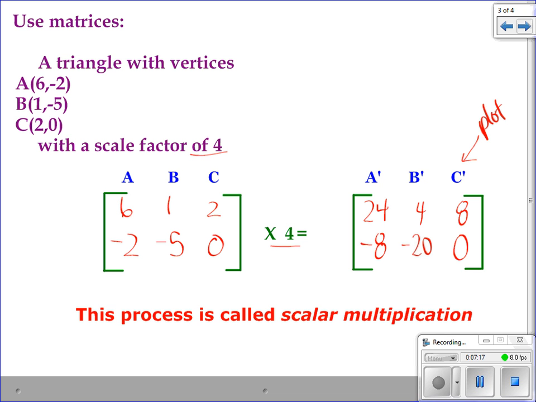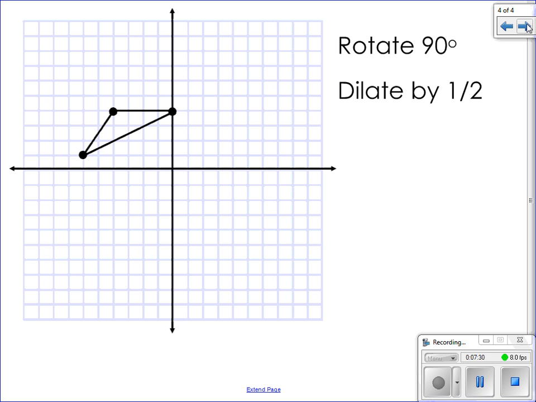Okay, this is going to be very similar to a test question that you're going to see in a couple of days. Okay, so we're going to start with this. We're going to do both of these. We're going to start by rotating 90 degrees, since we need a little bit of review with that. And then we're going to dilate it by 1/2. All right, so looking at this one, what are we going to do first if we have to rotate 90 degrees? We're going to actually turn your graph 90 degrees counterclockwise.